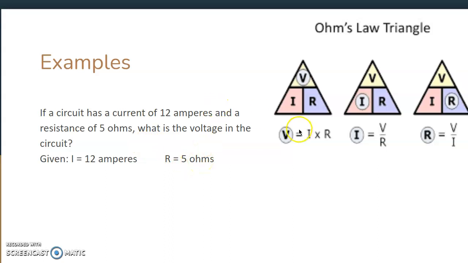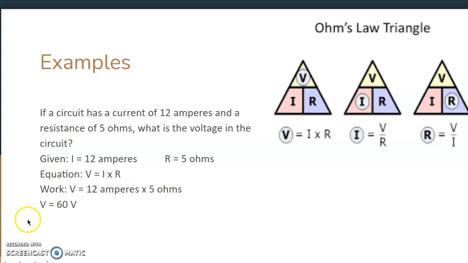And now we need to decide which equation we want to use. Do we want our first, second, or third? Well, we're asked for the voltage, so we want to make sure V is on the left side of our equation. So V is equal to I times R. Then we just replace our variables with numbers. V is equal to 12 amperes times 5 ohms, and our answer is V is equal to 60 volts. V for volts. So voltage is V, but also volts is V. So we got a couple of V's here.